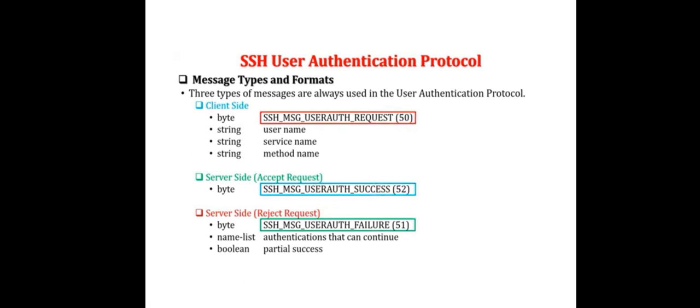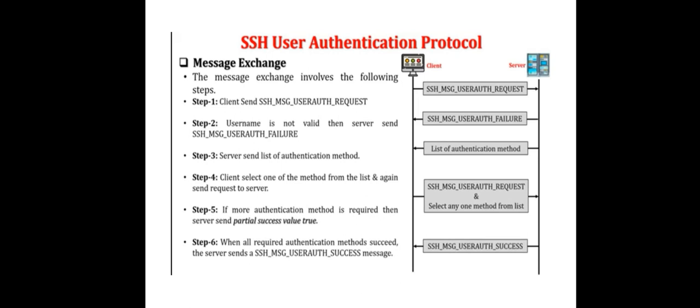And the next one is message exchange. The message exchange involves the following steps. Step 1 is the client sends an SSH message, user authentication request, and if the username is not valid, then the server sends an SSH message, user authentication failure. Third step is the server sends a list of authentication methods. Fourth step is the client selects one of the methods from the list and again sends a request to the server.